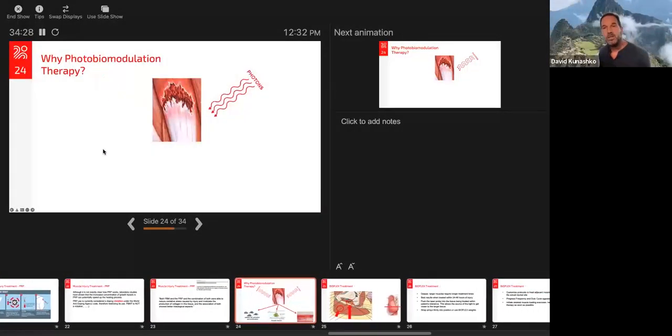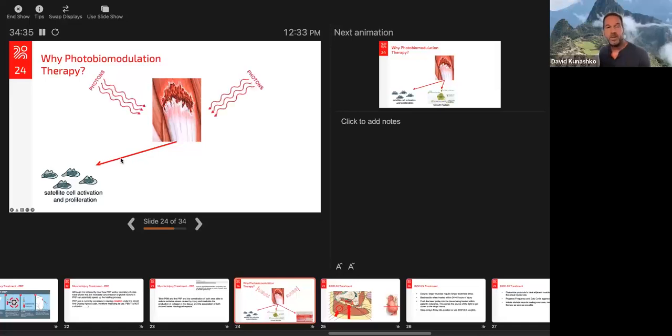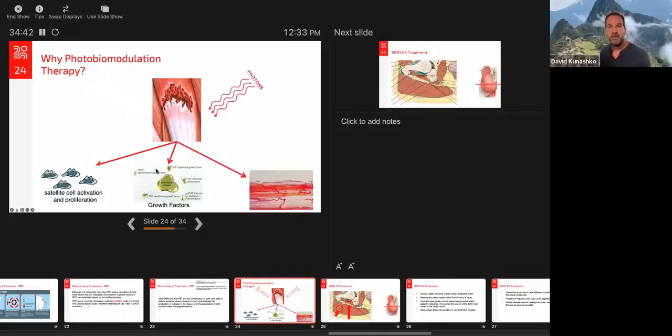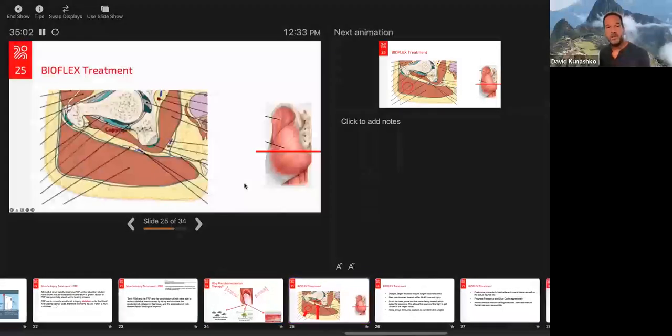So why do you want to choose photobiomodulation or add photobiomodulation? As I mentioned earlier, as a recap, it's going to help these satellite cells become more activated, more effective. It's going to increase the positive growth factors and improve microcirculation, amongst other mechanisms I described earlier. So it all works on a cellular basis, very different than the mechanical effects that you're used to doing on these patients.